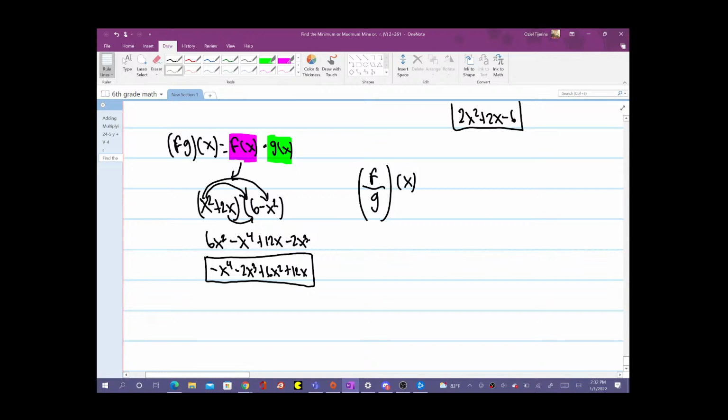is going to be equal to, so we know f of x is x squared plus 2x, and g of x is 6 minus x squared. So really, the way that I did it, basically, this is f of x over g of x, right? So this is x squared plus 2x over 6 minus x squared. So this is your answer for that one.